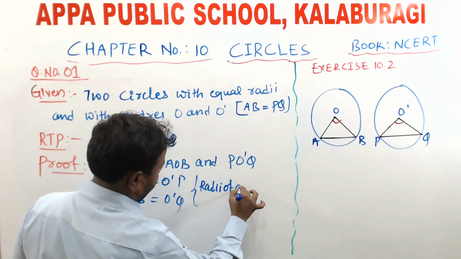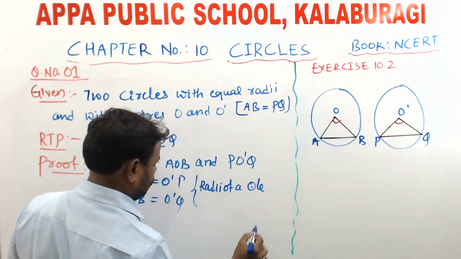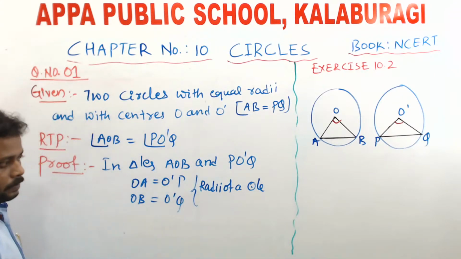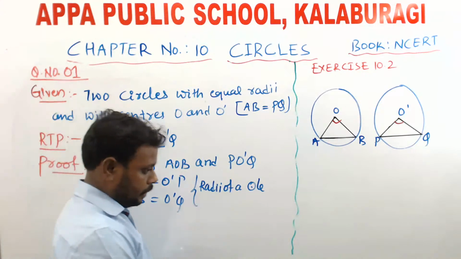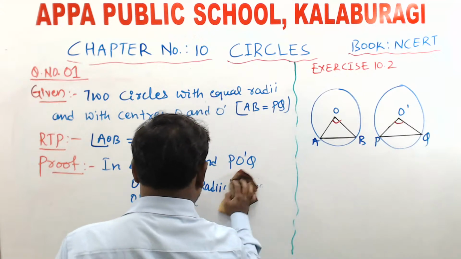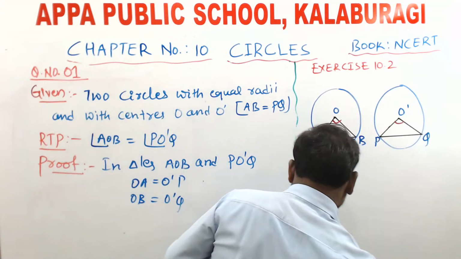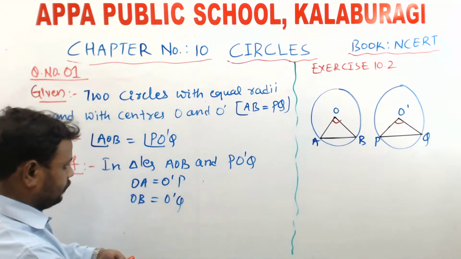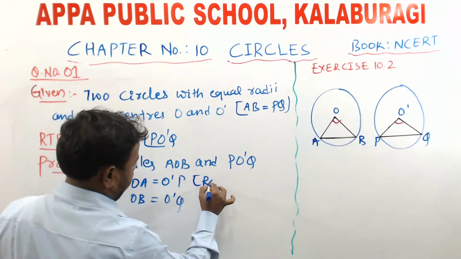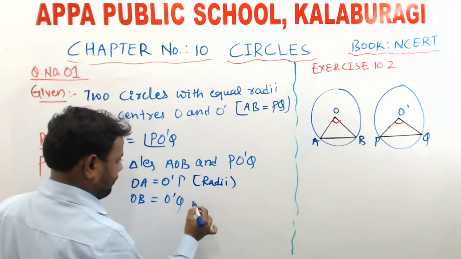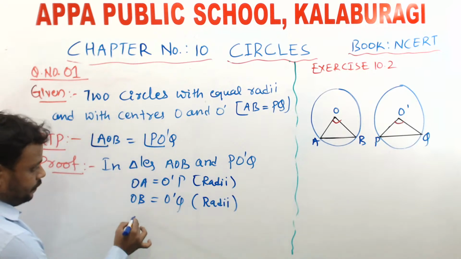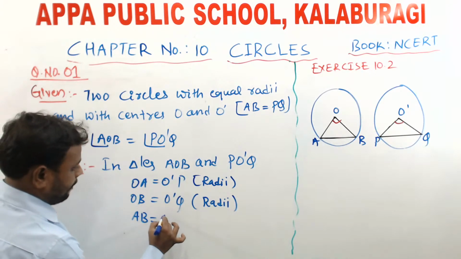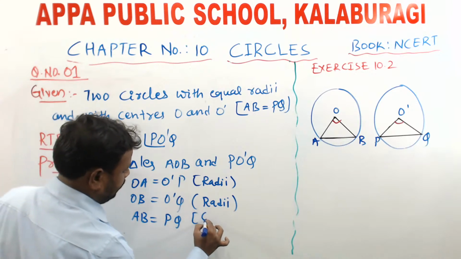Radii of a circle. Yes, radii of the circle, you write, not the same circle because of congruence of circles. Or you can simply write it in the bracket. So equal congruence is there, so it is better you write it here: radii. That is more than enough. AB is equal to PQ, that is given.